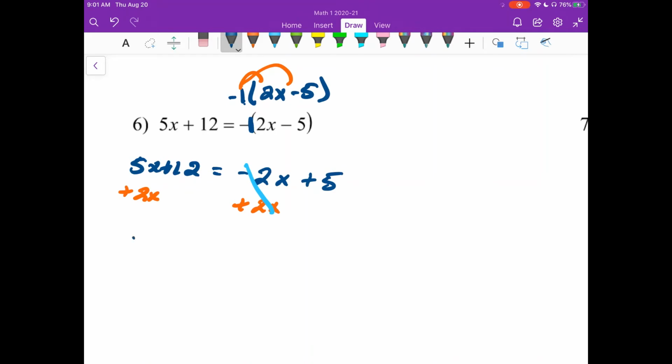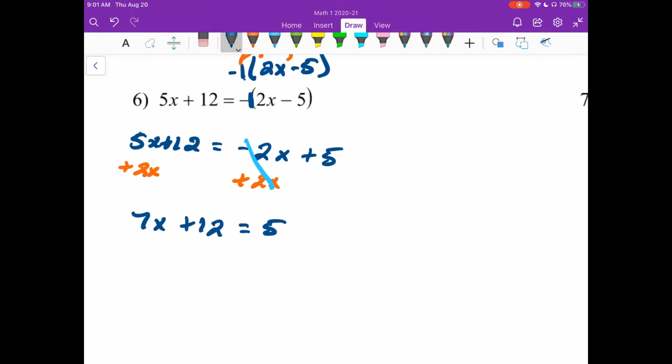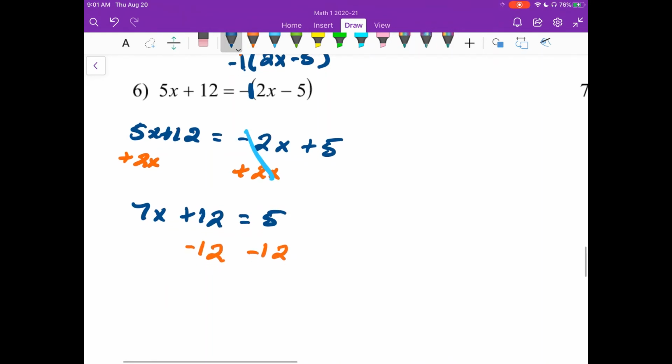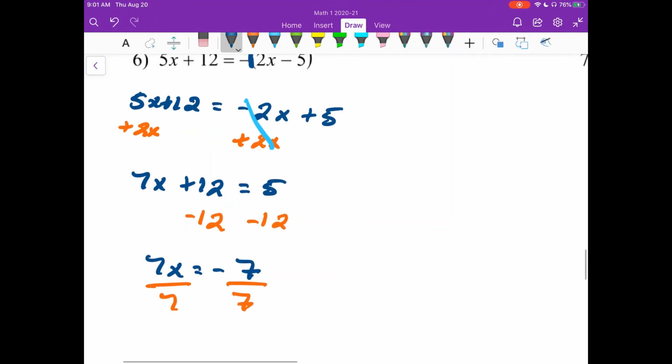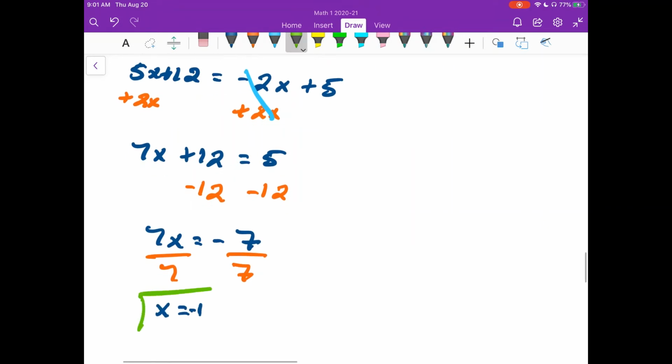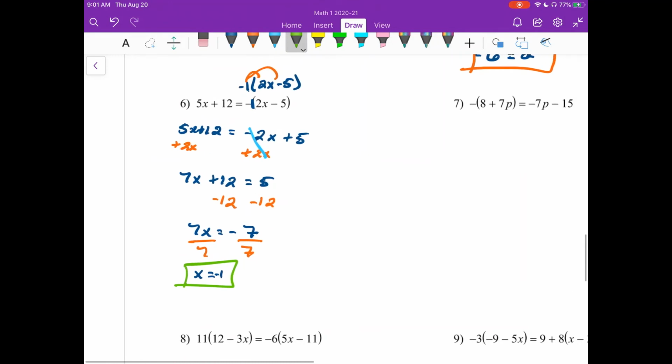So we got 5 plus 2 is 7x. And then we have plus 12 equals 5. We can subtract 12 from both sides. We get 7x equals -7. We divide by 7 on both sides, and x equals -1. All right, there we are. And again, this is a normal answer. It doesn't have anything special about it. It's just a variable equals a number.